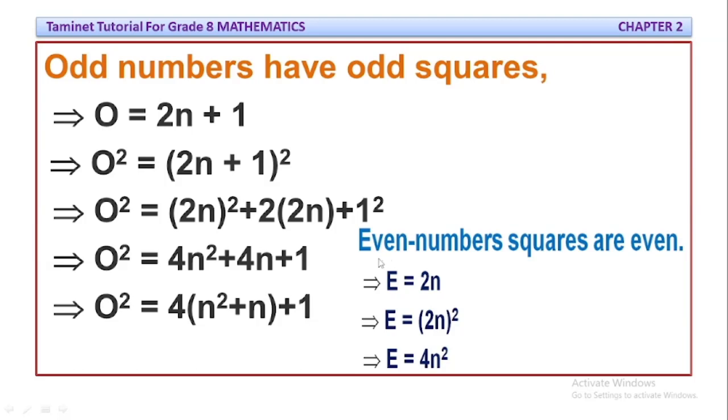And also, even numbers' squares are even. Look, E equals twice of n. Square both sides: 2n square is 4n square. 4n square is even. We can use numbers from the set of odd numbers and from the set of even numbers, and you can check easily. So this is just simply to decide by using their own formula.